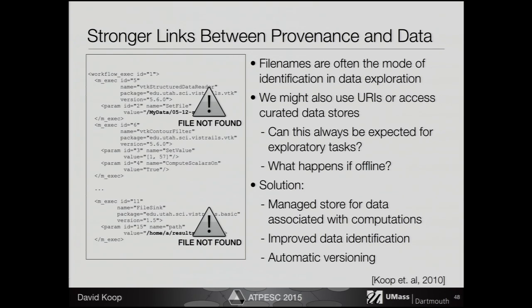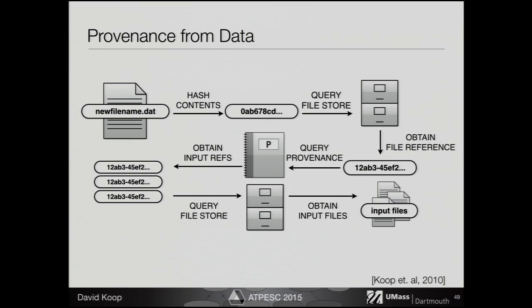If you have curated data stores, you alleviate this. But if you have exploratory tasks where you're just reading in data on your own personal machine, you might need other ways of doing this. So if you have some way to manage the store that associates the data with the computation, that links the provenance to the data associated with that provenance, you can do queries like this, where I have some file that's sitting on my hard disk. Then I can look at the contents of that file. I can hash the contents. I can query a file store for where that may be. That may be a file store that's local to my computer. That may be something where I'm going out to the network. And once I get a reference to that file, I can query the provenance.